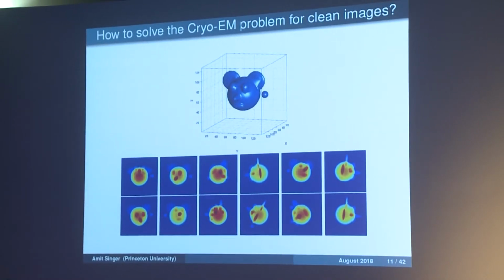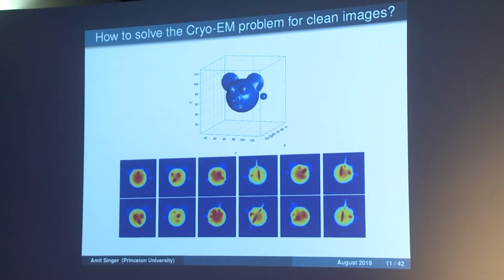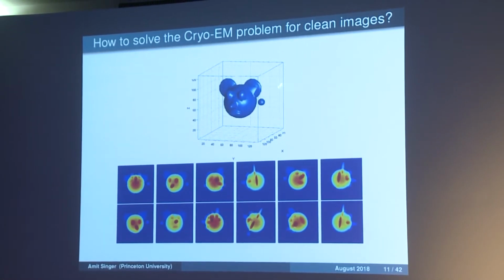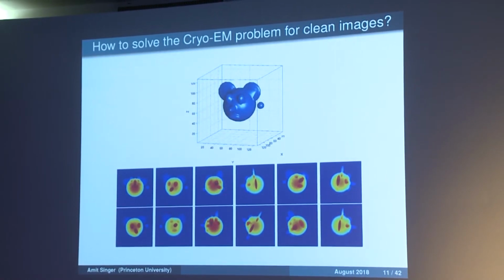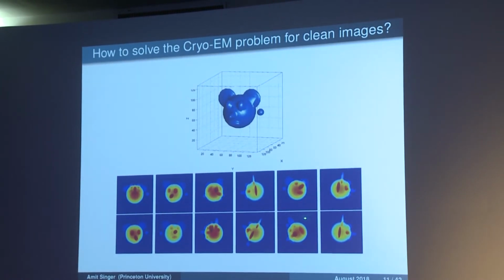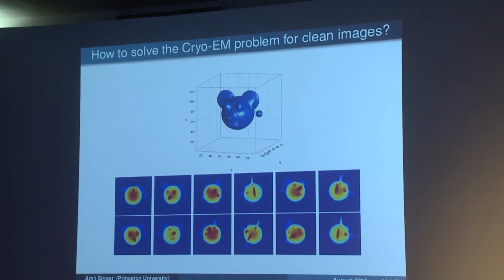So can we even solve the problem for clean images, even without discussing noise? This is just an illustration where I show you 12 clean projection images, and the question: can you guess that they were actually taken from this 3D structure? If you've seen enough Disney movies, you can make this guess, but otherwise it seems a bit complicated, okay? Because you don't know the viewing directions associated with the images.